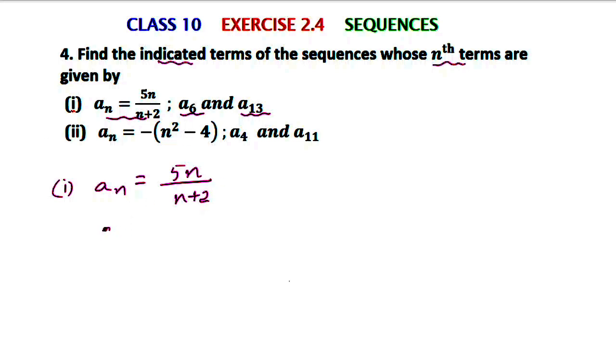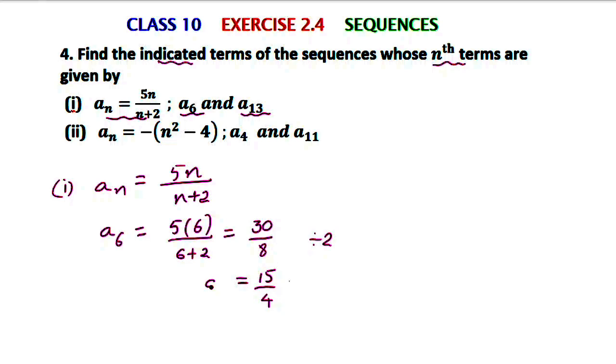Sixth term a6 equal to n க்கு பதிலா 6 substitute பண்ணனும். So 5 into 6 by 6 plus 2. So this is equal to 30 by 8. The 2 table ஆல cancel பண்ணிக்கலாம். So 2 15s are 30, 2 4s are 8. So sixth term equal to 15 by 4.